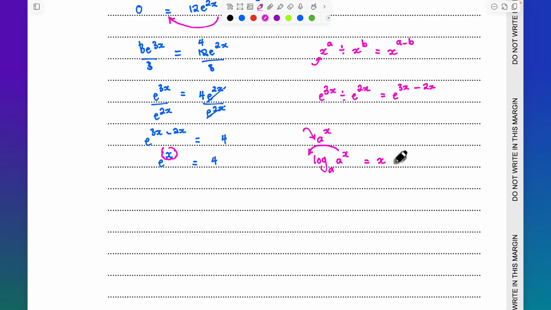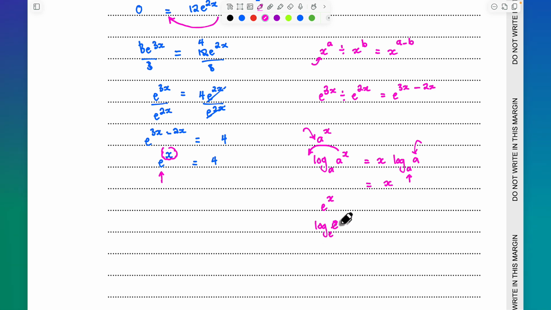That's going to be x times log base a of a. And then the second thing that's going to happen is that log base a of the same number is going to be equal to 1. So this is going to be x times 1, which simplifies to x. Now, how does that apply in our case? You always look at the base and then you apply the log of that base. So if I have e to the power of x, I have to apply log base e of e to the power of x.